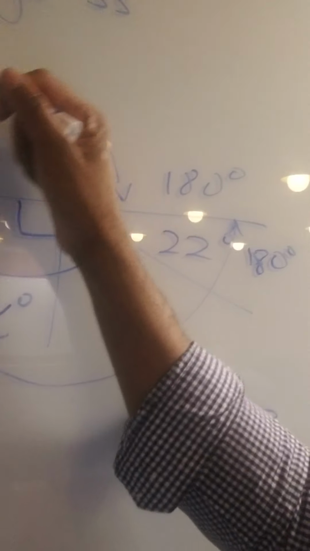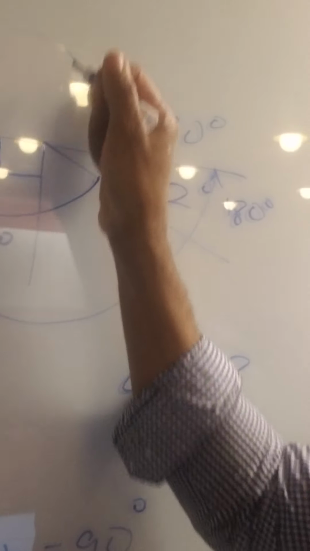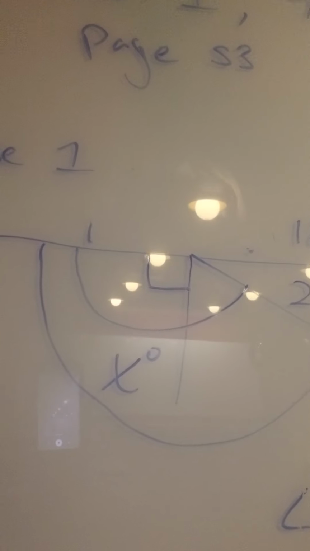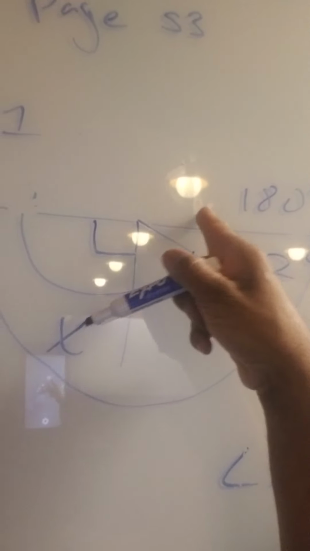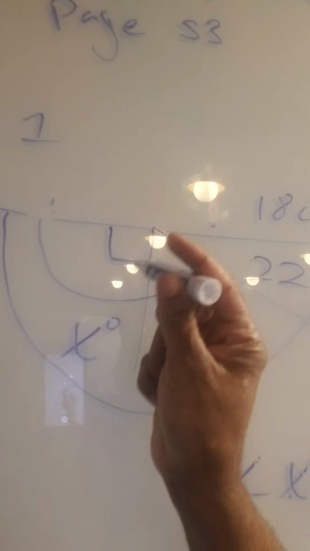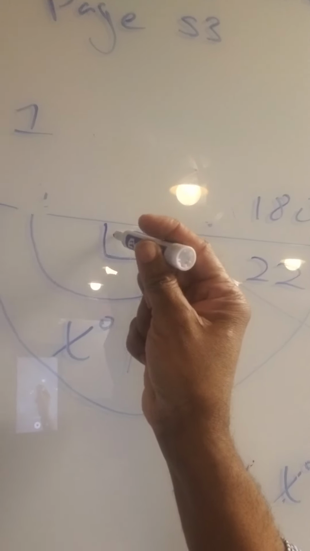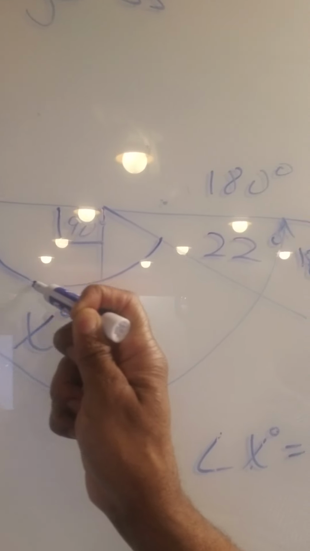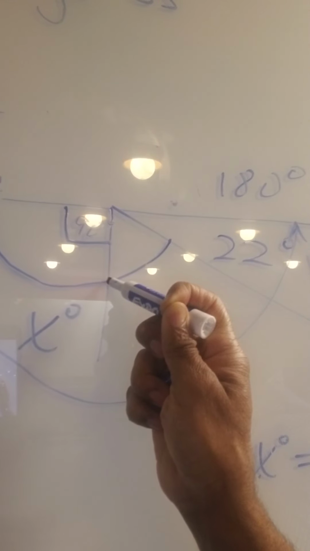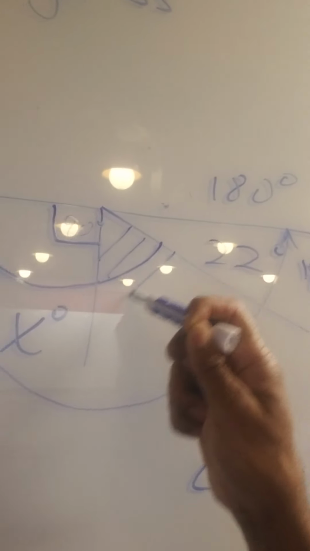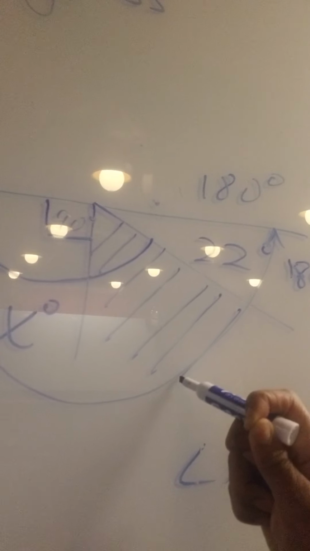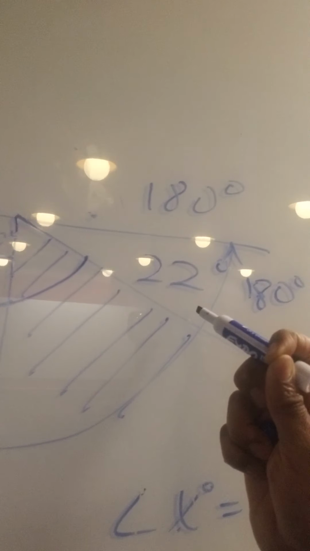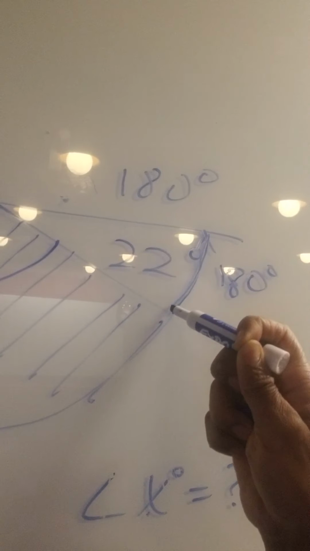Okay? So we're not worried about this. We're just worried about the side they're asking us about. So we recognize this is 90 degrees right here. This means 90 degrees. So basically, you can think of it this way. From here to here is 90 degrees. From here to here, we don't know what this is. And from here to here is 22 degrees.